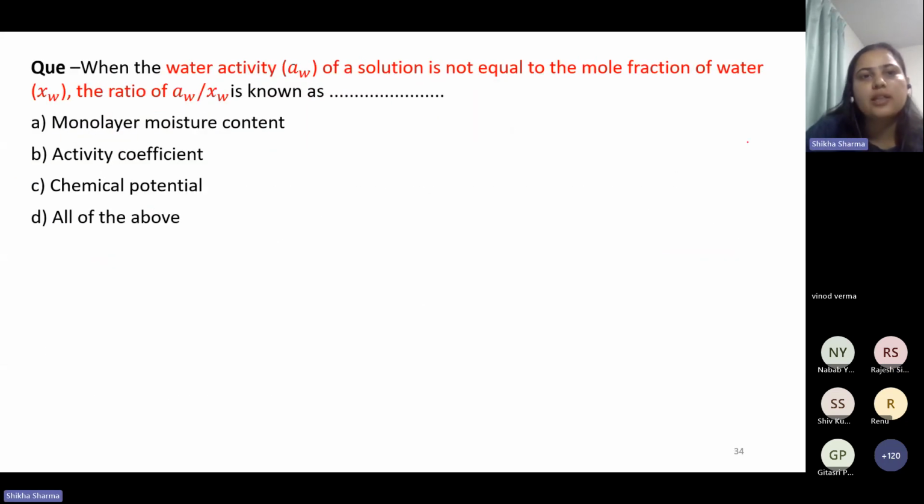So the next question is, when the water activity of a solution is not equal to the mole fraction of the water, when AW is not equal to XW, then by which factor can they be related? The ratio of water activity divided by mole fraction is known as. All of the above.